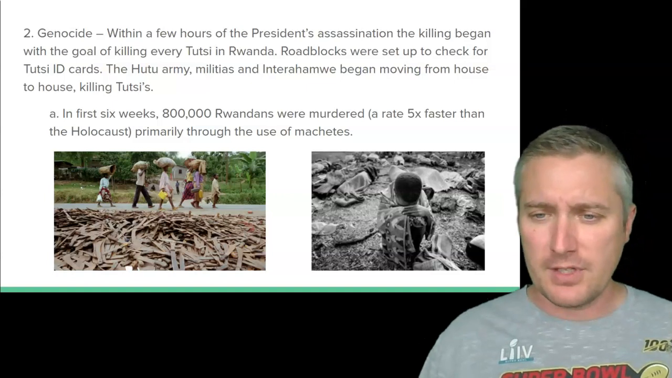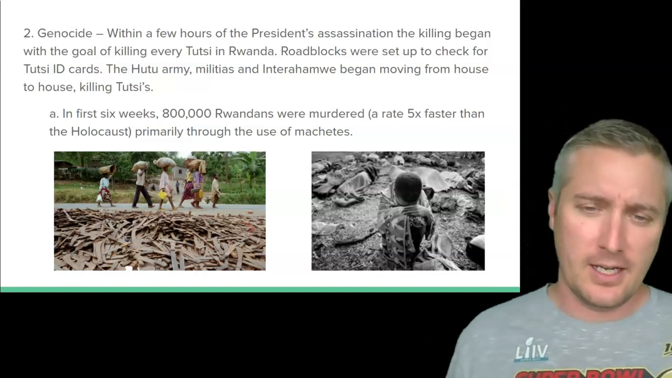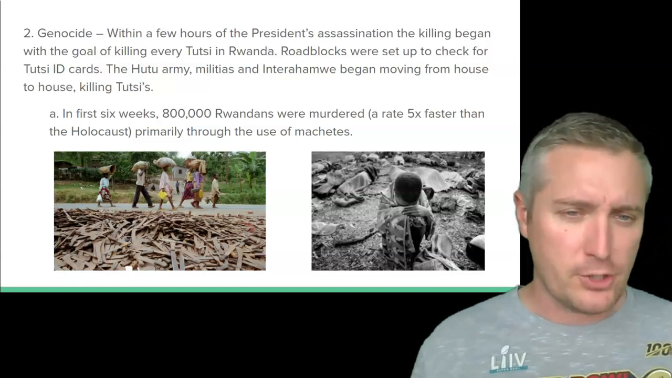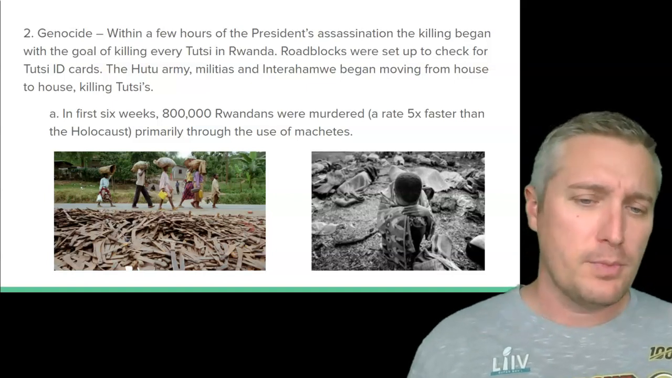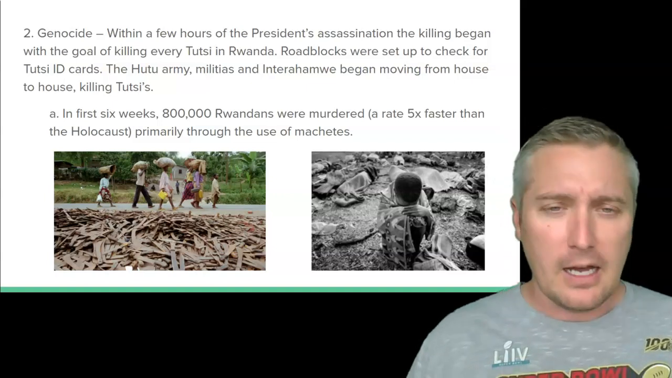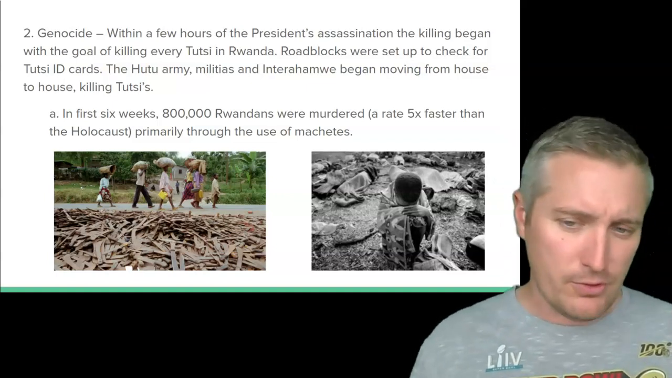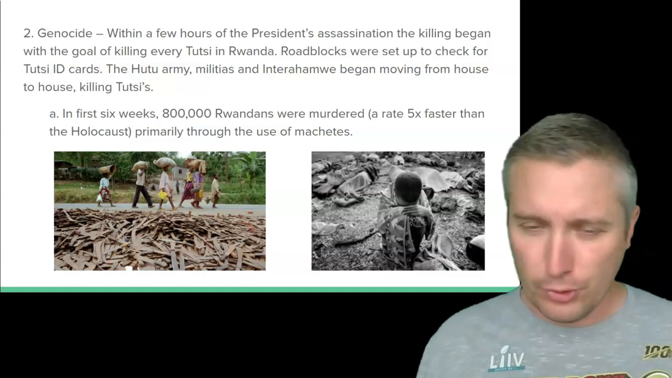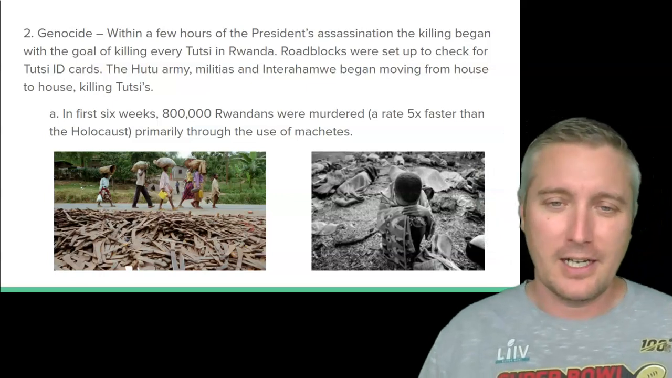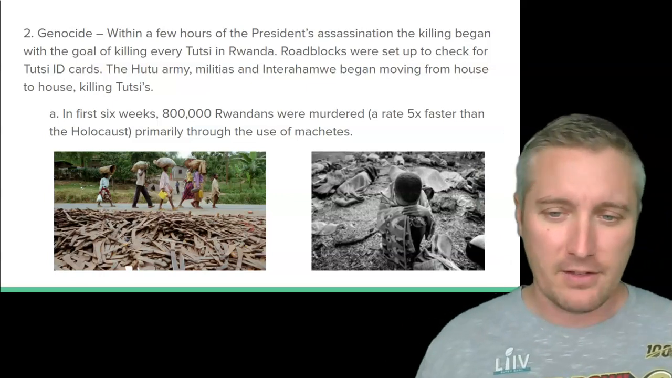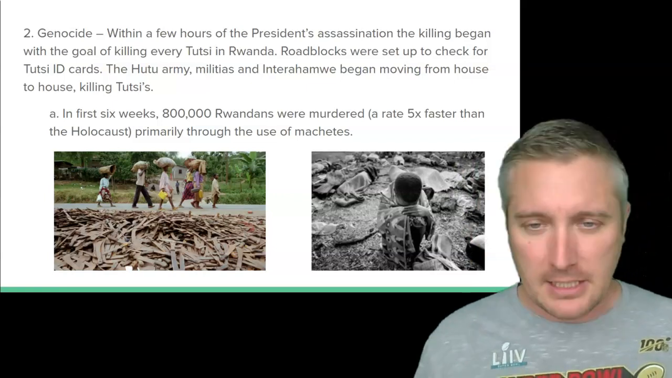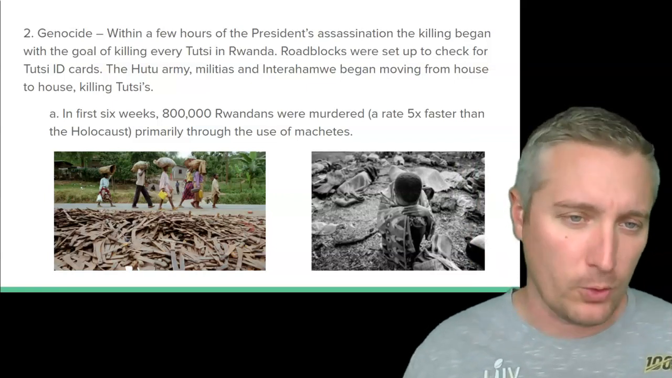Within hours of the assassination, the Interahamwe and basically the Hutu army are going to begin taking out all the Tutsis that live in Rwanda. Now, I want to remind you, the Hutus and the Tutsis, there's no true physical difference between the two. They were all Rwandans back in the day. It was the Belgians that kind of divided these people and put Tutsis in positions of power. But that didn't matter because the Hutus were out for revenge.